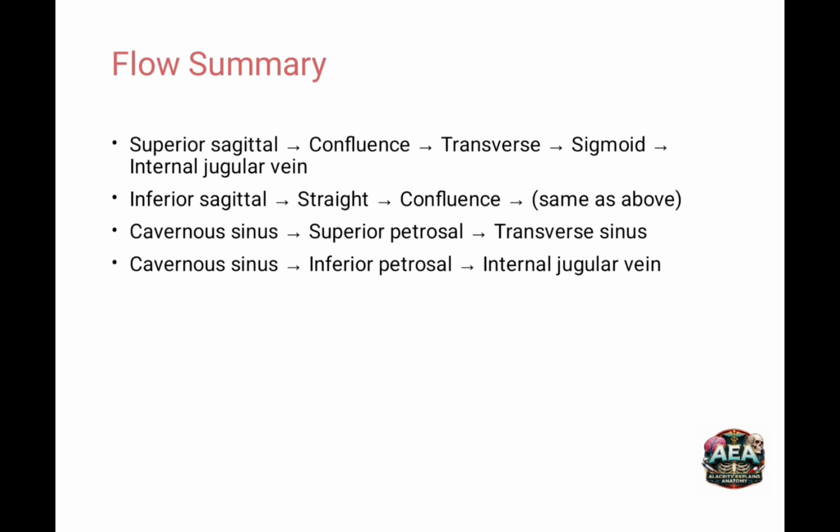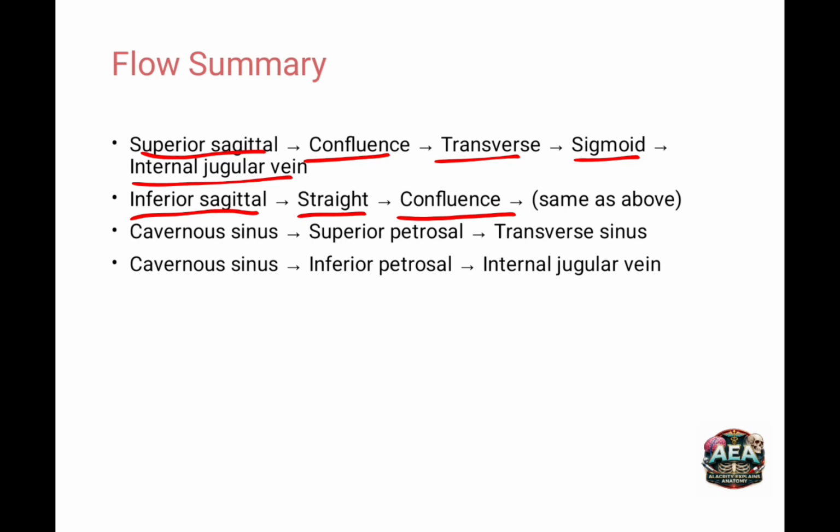Now, the flow of blood is as follows. You have the venous blood moving from superior sagittal sinus to the confluence of sinuses, from the confluence of sinuses to the transverse sinus, from the transverse sinus to sigmoid to internal jugular vein. While from the inferior sagittal sinus, venous blood moves to the straight sinus, from straight sinus to the confluence of sinuses. From the confluence of sinuses, it follows the same pattern: transverse, sigmoid, internal jugular.